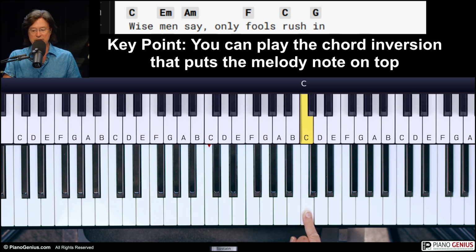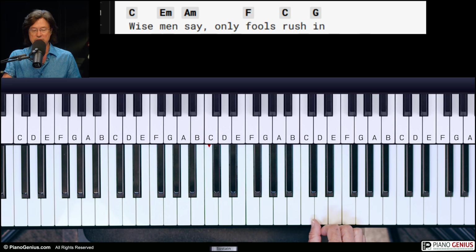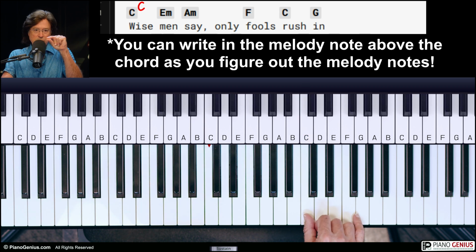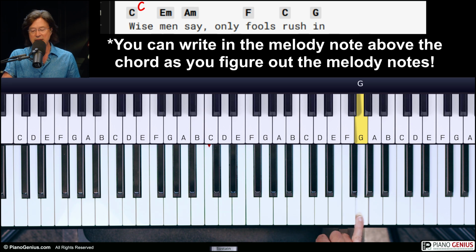Okay, so the melody is going, wise men say. My suggestion would actually be to write these notes above the chord notes. So where it says wise, on the chord chart, maybe in a red pen, just write a little C. Wise men. And above men, where it says E minor, write a little G in red, knowing that's where the melody is, on top.